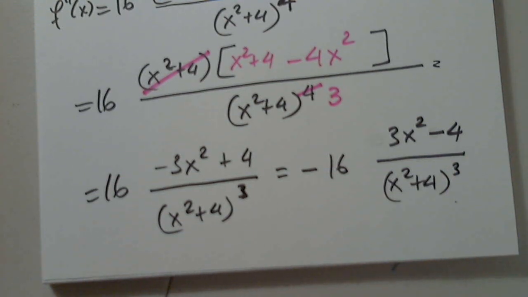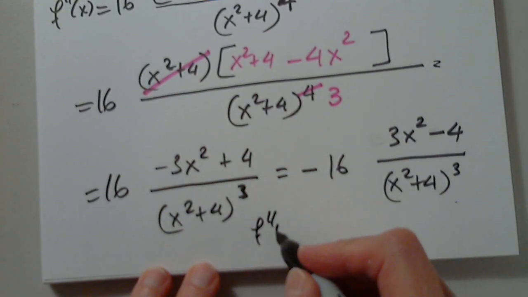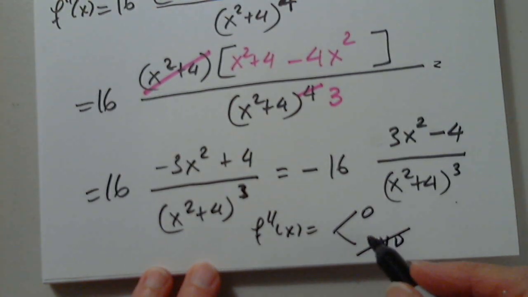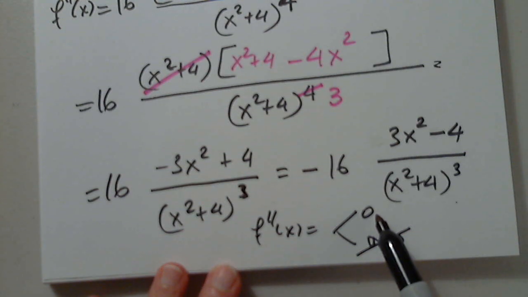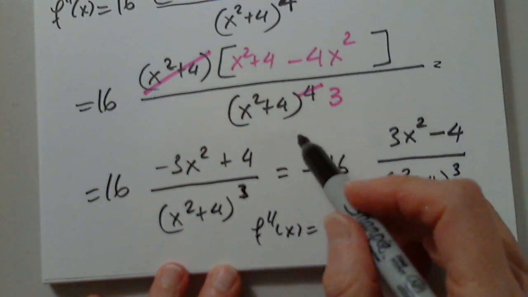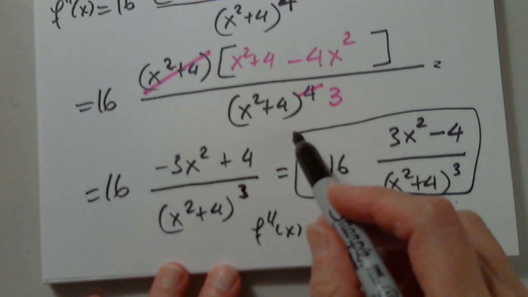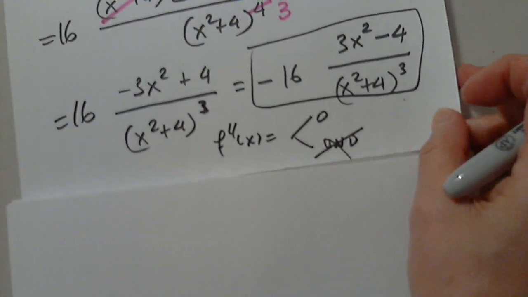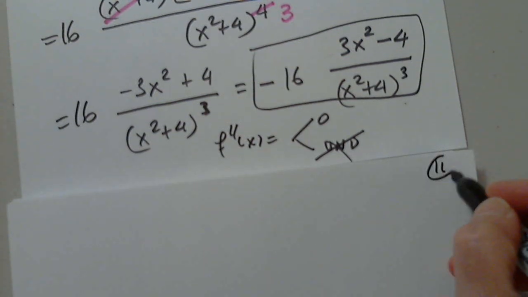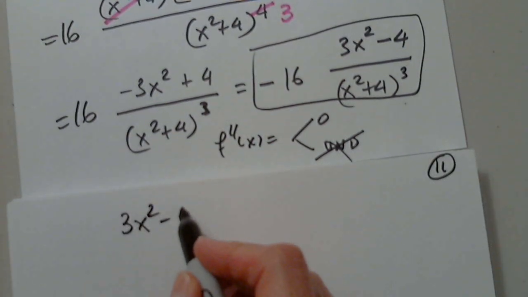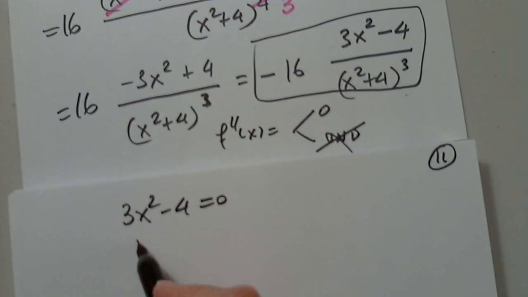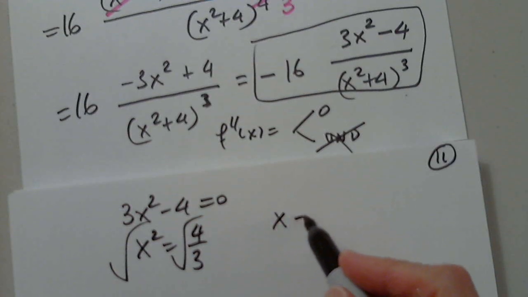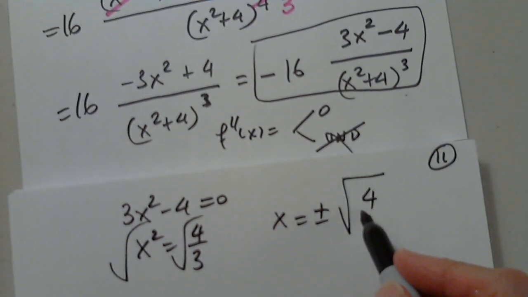So now, the second derivative can be 0 or undefined. No. So it can be 0. Which piece of this can be 0? The numerator? Yes. So 3x squared minus 4 equals 0, or x squared equals 4/3, and we take the square root, so x equals plus or minus the square root of 4/3.